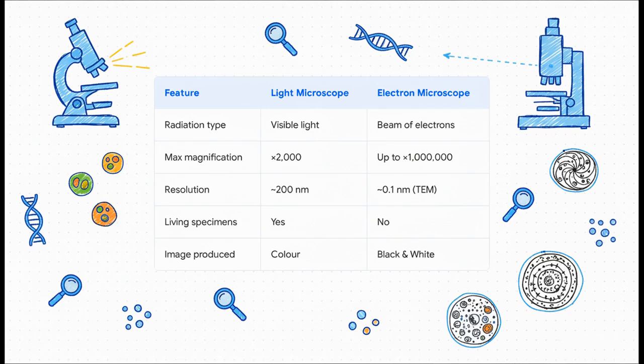But there are always trade-offs, right? To use an electron microscope, your specimen has to be dead, sliced incredibly thin, and placed in a vacuum. The images are always black and white to begin with. Oh, and the machines themselves are enormous and cost a fortune.